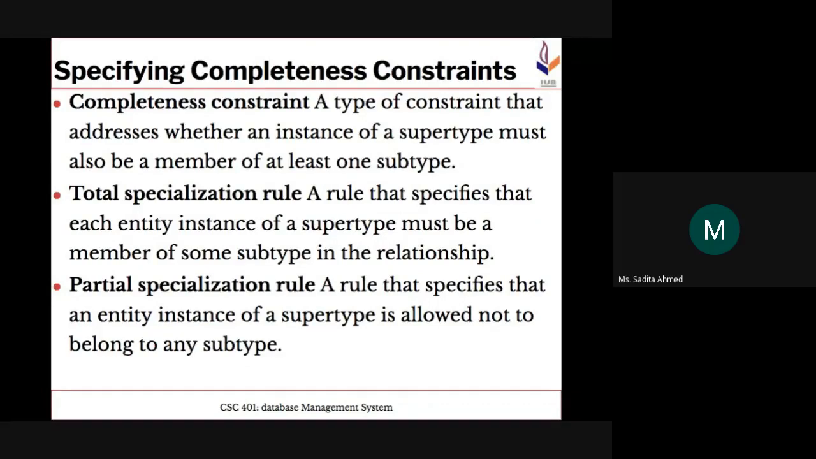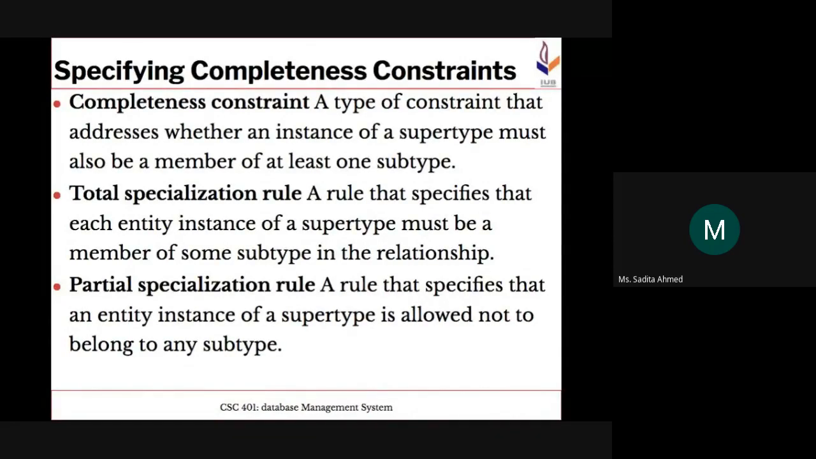So just how we have cardinality constraints on relationships, in case of subtype supertype relationships as well, we have some specific constraints for the supertype subtype relationship. We call them the completeness constraint, and another constraint that we will discuss is the disjointness constraint after the completeness constraint. So two types of constraints. একটা হচ্ছে completeness constraint, একটা হচ্ছে disjointness constraint. Let's talk about the completeness constraint first.